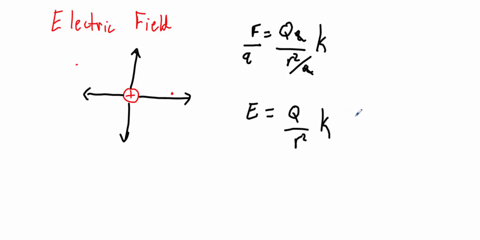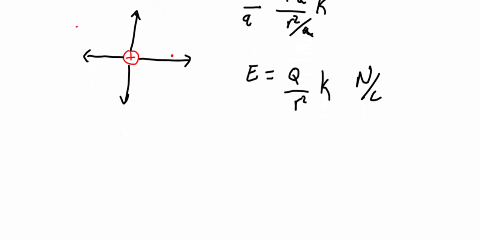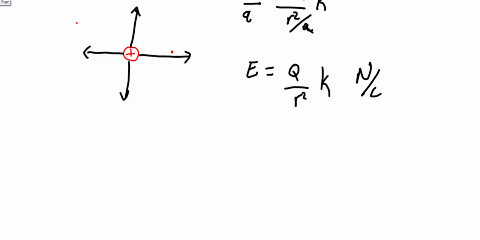Now, you have to be careful with this. This is newtons per coulomb. It tells us the amount of force that each coulomb of charge will feel when it's brought into this field at a certain spot. Okay? Now, we use electric field lines, that's what these black arrows represent, to describe the strength of a field. So, let's go ahead and take a look at that.